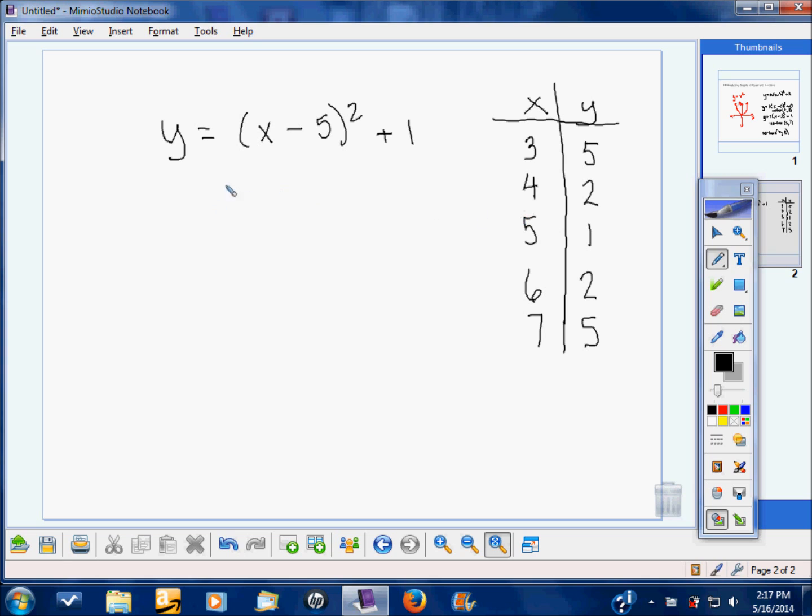Let me see what went wrong. Look, 3 minus 5 is negative 2, squared is 4, plus 1 gives you 5. Right, you're plugging in for all the x values, finding the y values. The reason I did that was to convince you that this x minus 5 is going to move it to the right instead of to the left. So let's graph these points.